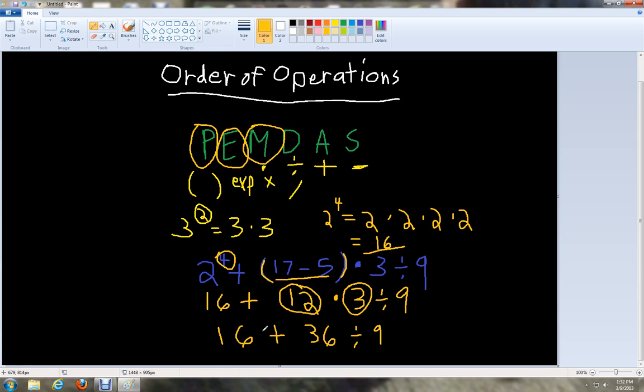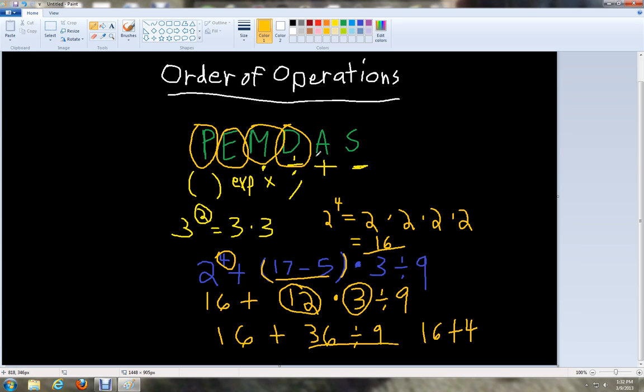So just bringing this down, we have 16 plus 36 from 12 times 3, then divided by 9. And then we see the next thing to do is division. So we have 36 divided by 9. We do this part first. And 36 divided by 9, that's going to be 4. So we have 16 plus 4.